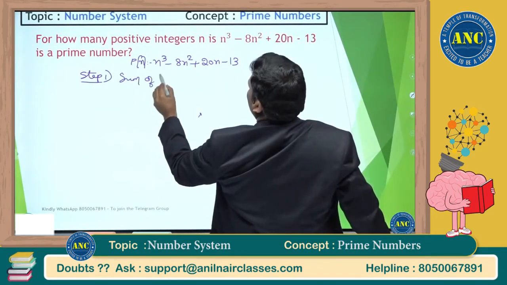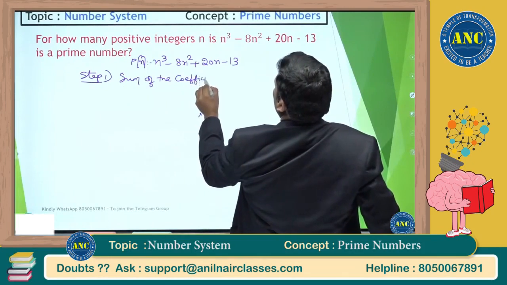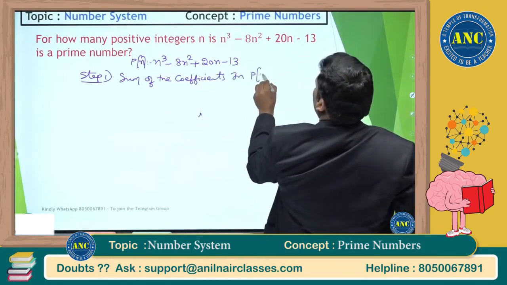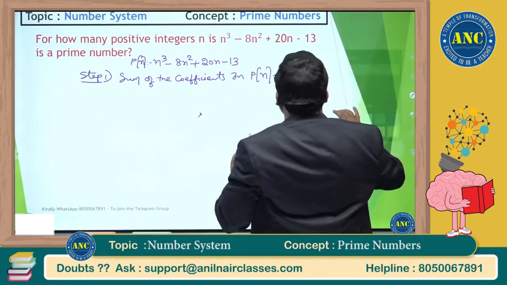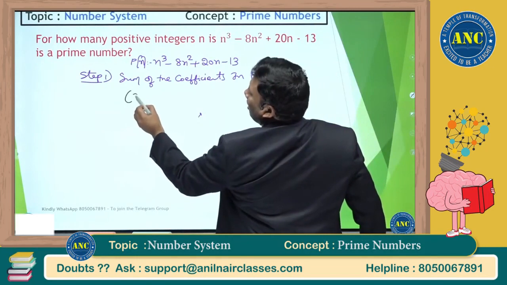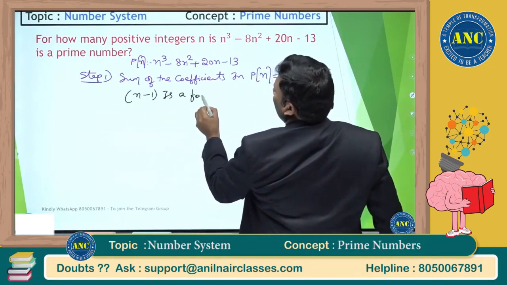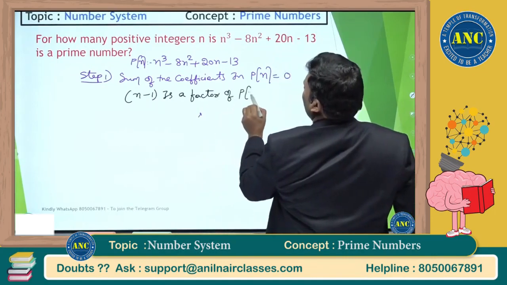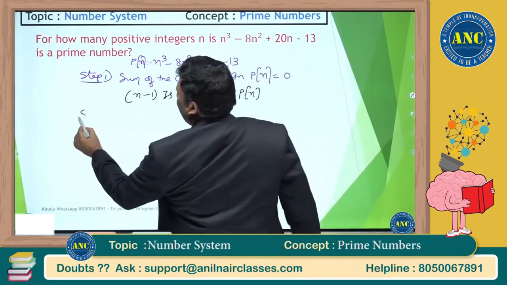If the sum of the coefficients in P of n is 0, then n minus 1 is a factor of P of n. That is the first key point. Now, step number 2.